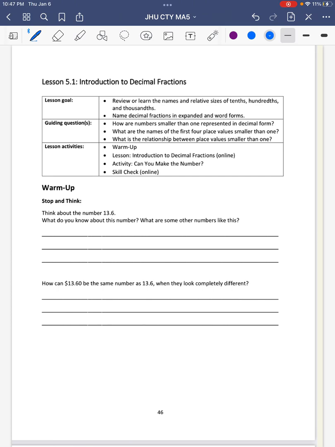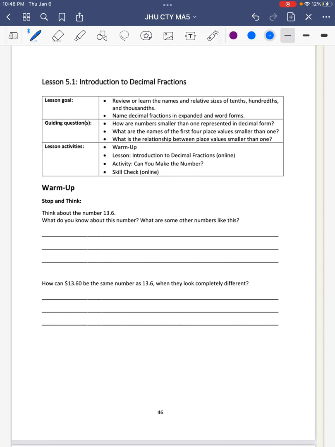Your goals for this lesson, which is just the introduction to decimal fractions, are to review or learn the names and relative sizes of tenths, hundredths, and thousandths. Name decimal fractions in expanded and word forms. Some questions you might think of or might be in the back of your brain that need answered. How are numbers smaller than 1 represented in a decimal form? What are the names of the first 4 place values smaller than 1? And what is the relationship between place values smaller than 1?